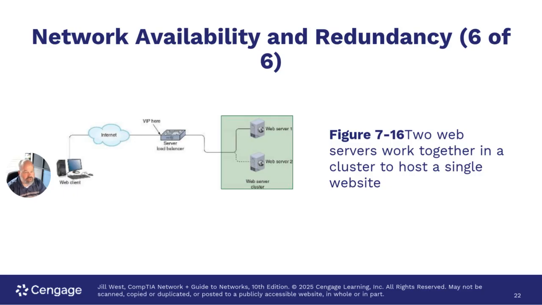This diagram shows clustering in action. Two web servers work together to host a single website, and clients connect through a load balancer to a virtual IP address. It's like having two chefs in a kitchen working together to serve one restaurant. If one chef gets sick, the other keeps the restaurant running. The load balancer makes sure orders are distributed fairly between both chefs.